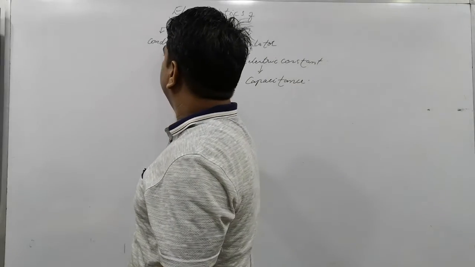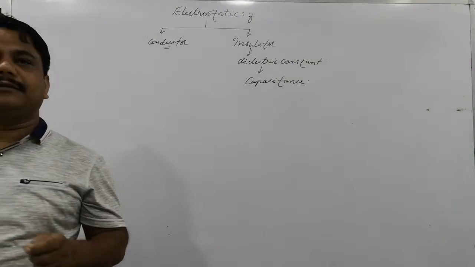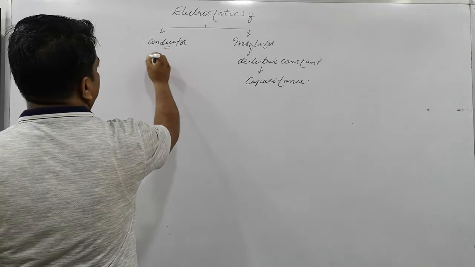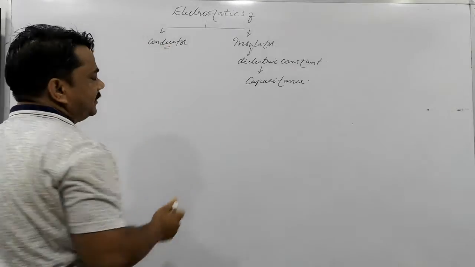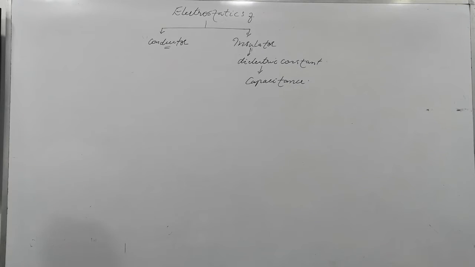These are the different topics we will discuss right now. Electrostatics of a conductor means what happens when a charged conductor is placed in an electric field. Is that clear? So, electrostatics of the conductor.